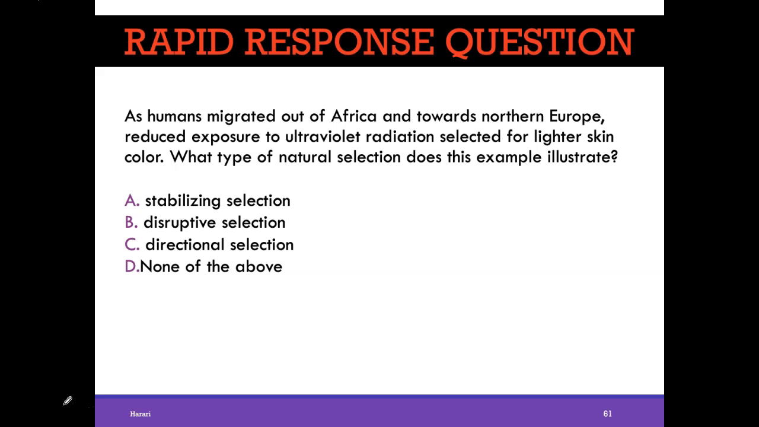So pause here and try to answer this rapid response question. The answer to this is C, directional selection. As humans migrated out of Africa and toward Northern Europe, reduced exposure to UV light selected for lighter skin color. So one extreme is favored. That's an example of directional selection.